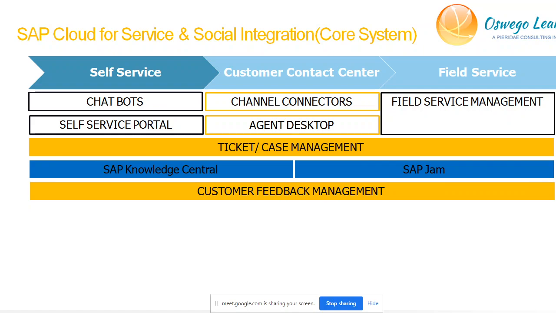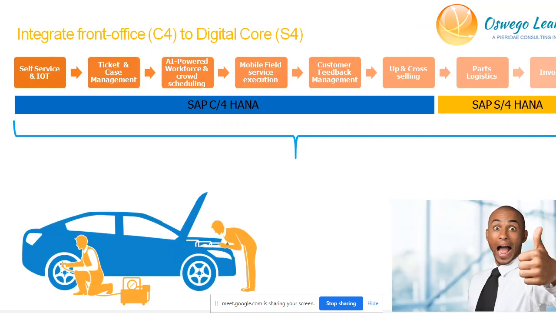The backend for getting any customer tool or any kind of support, the product tool or equipment that is required, is run by the ECC system. Next, here we can see that it is integrated from the front office to the digital core, integrated with the cloud solution, with the S4HANA or ECC system.